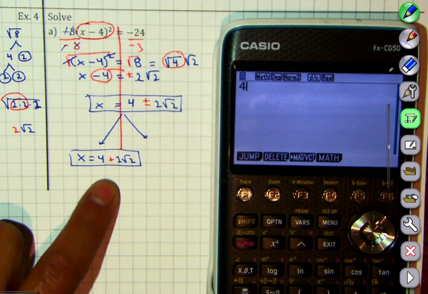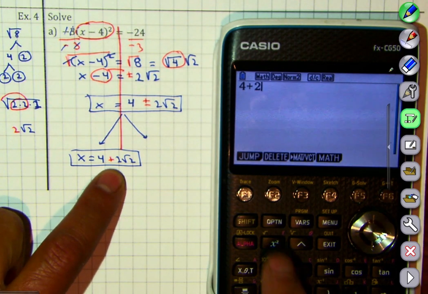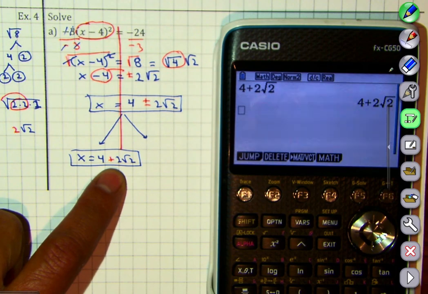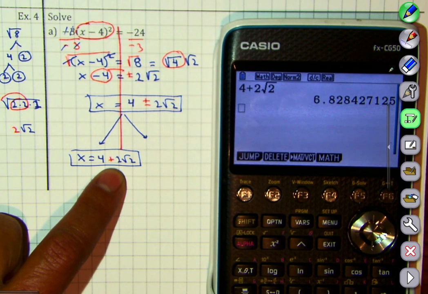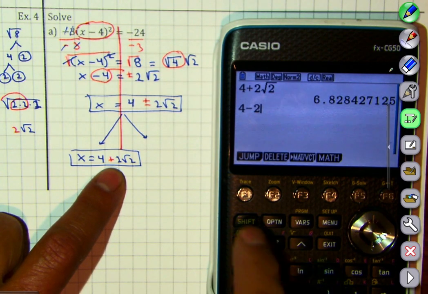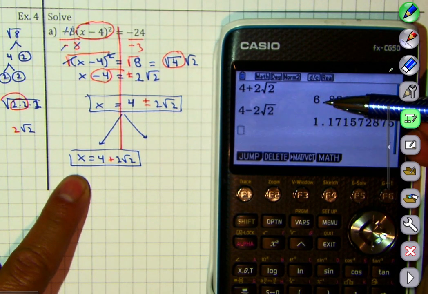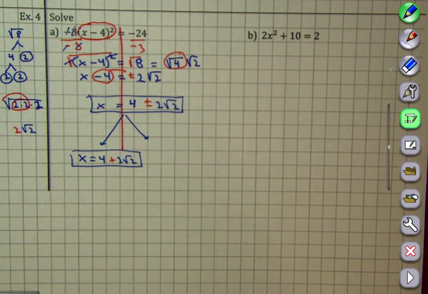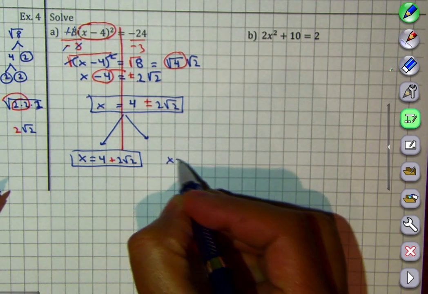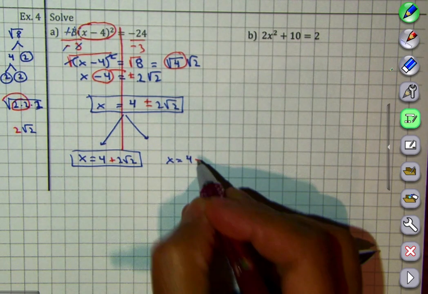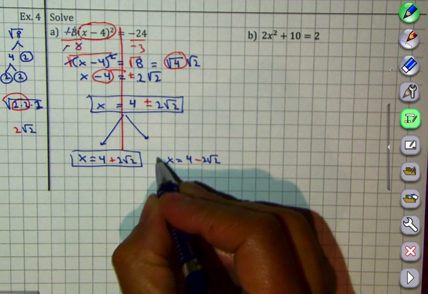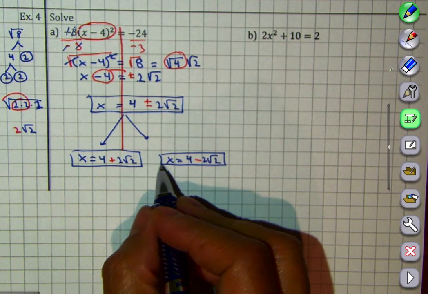I can just type in 4 plus 2 square root of 2. If I need a decimal, I can change it to a decimal. And then I can type in the second one. And I'll write it down in a second. 4 minus 2 square root of 2. And that will give me a decimal as well. So therefore my other answers can be 6.8 and the second will be 1.1. Sorry for the flash, I'm not sure what's going on. So let me write down for now x equals 4 minus 2 square root of 2. But most of the time they want an exact answer rather than an approximation.